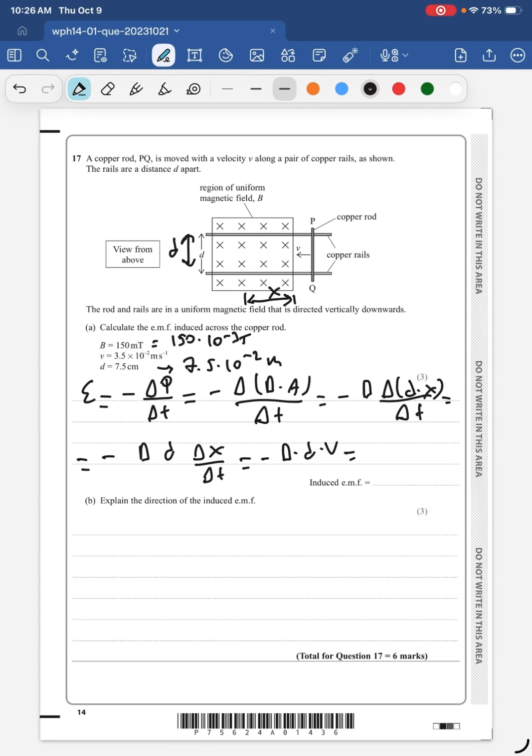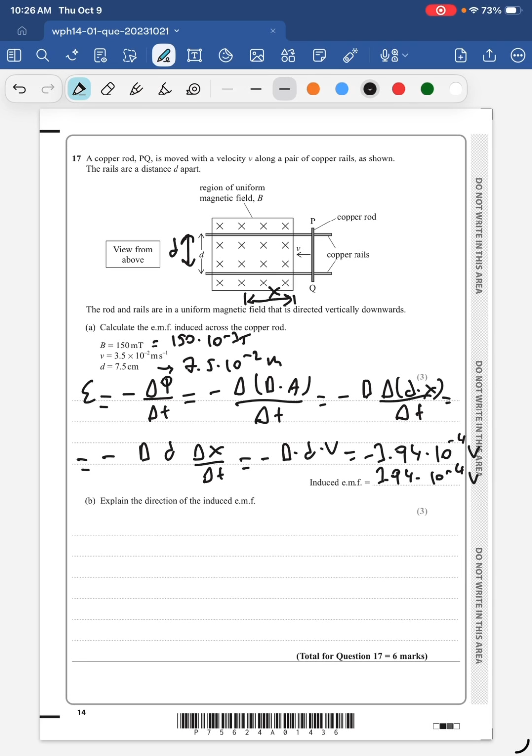And if we plug the numbers in, we get 3.94 times 10 to the negative 4 volts, actually minus, but you have to drop the minus, doesn't matter in this problem. We are just asked for the value of the EMF. So 3.94 times 10 to the minus 4 volts. Explain the direction of the induced EMF.